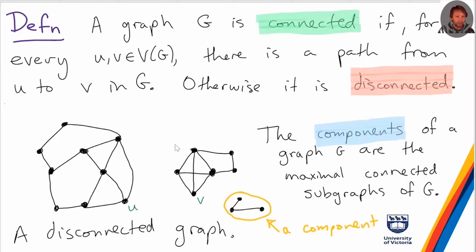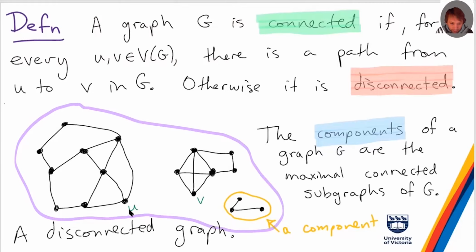So if I take this graph here in the bottom corner, just to be clear, all of these vertices here are part of the same graph, right? If I take this graph, it's disconnected because if I look at the vertex u here and the vertex v, there's no path that starts at u and ends at v. So this is a disconnected graph.